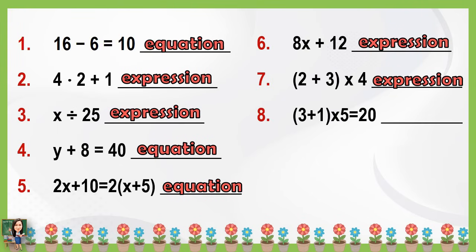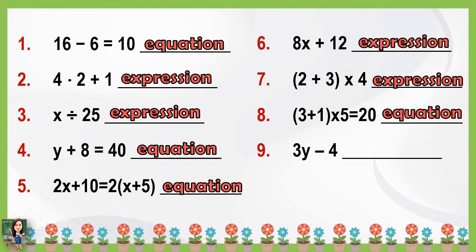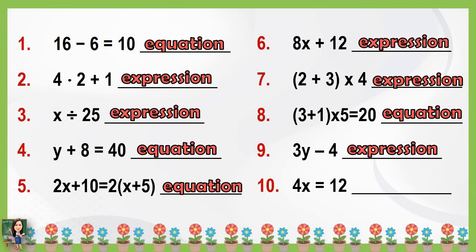Number 8, 3 plus 1 times 5 equals 20. Is it equation or expression? Very good! The correct answer is equation. Number 9, 3y minus 4. Is it expression or equation? Very good! The correct answer is expression. And number 10, 4x equals 12. Is it equation or expression? Very good! The correct answer is equation.